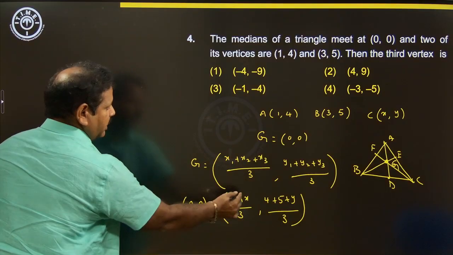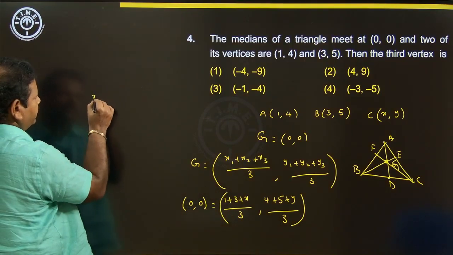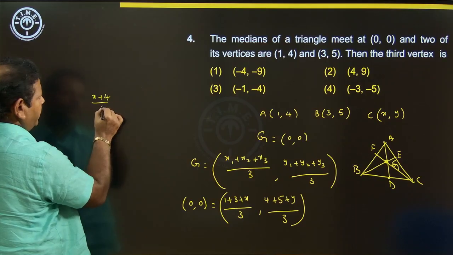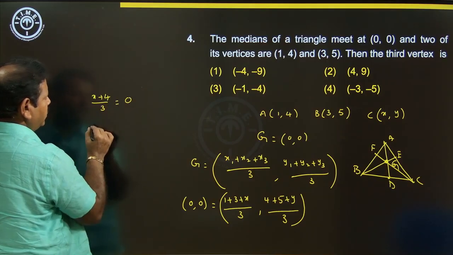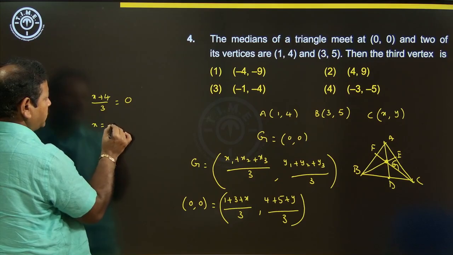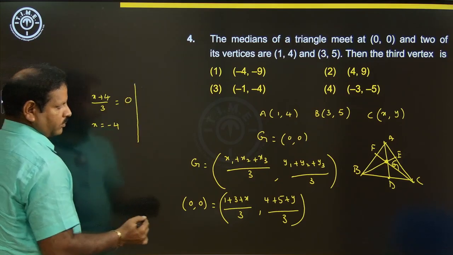Equating the first to first, x plus 4 by 3 equal to, the first coordinate is 0. Then x plus 4 equal to 0. Is x equal to minus 4 or not? Yes. Then what about the y coordinate?